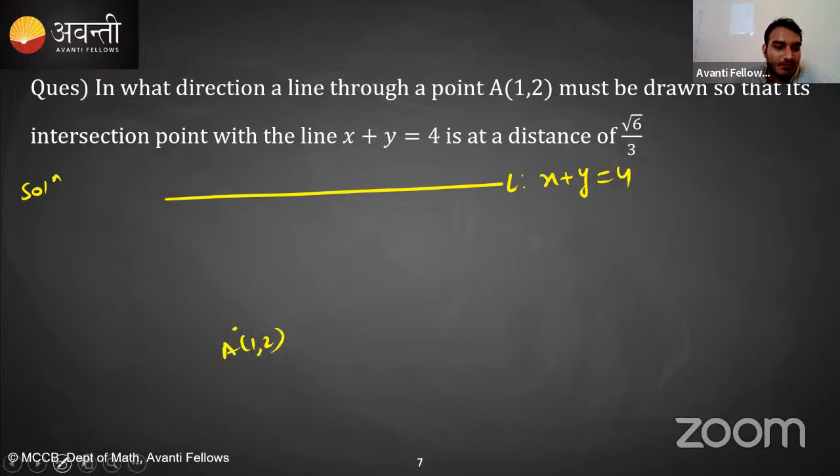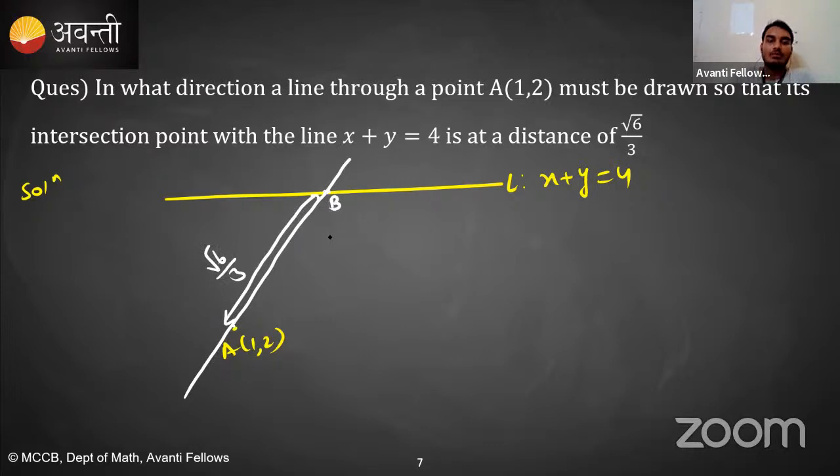So the question is saying: what should be the direction of the line which is passing through A, such that the intersection of this line with the line x plus y equal to 4 is at a distance of root 6 by 3? Let's call this point P. Is this clear? So first of all, if it asks for the direction, you just have to find the slope of the line, right? If the slope is known and a point on the line is known, the line will be found. So we have to find theta, that is the question.